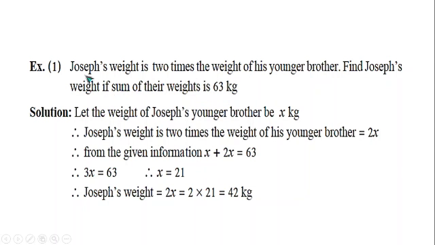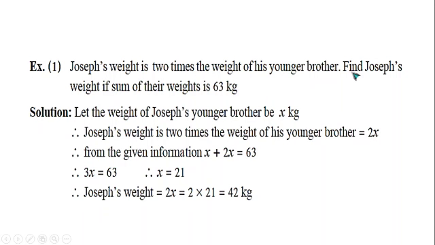Let's start with the first sentence again. Joseph's weight is 2 times the weight of his younger brother. 2 times means 2 into. Younger brother, we don't know his weight. So let's start the solution with the weight of the younger brother. So let the weight of Joseph's younger brother be x kg. Therefore, Joseph's weight, as it is said, is 2 times, that is 2 into, the weight of his younger brother, that is x. Joseph's weight becomes 2 into x, that is 2x kg.